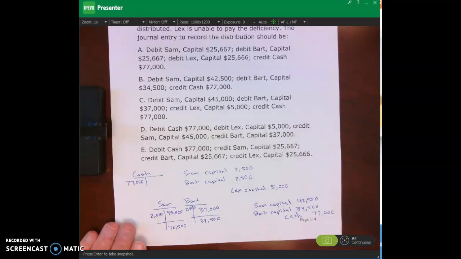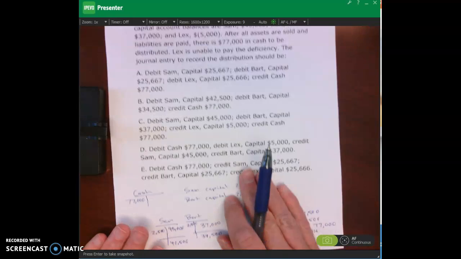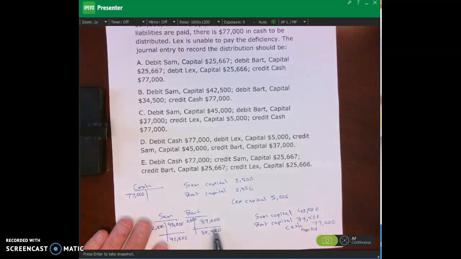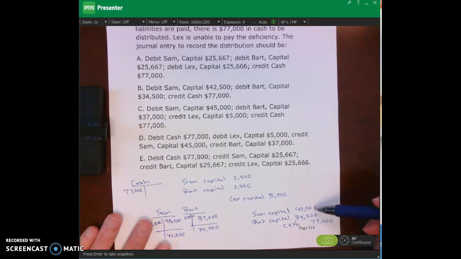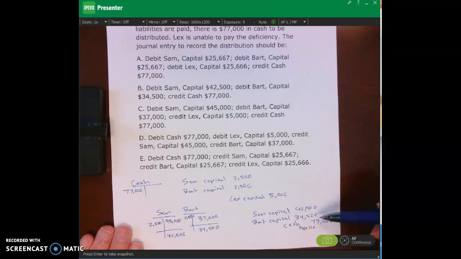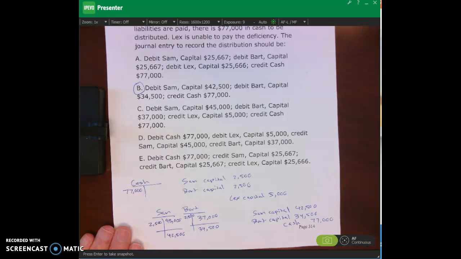When we look at that in terms of a T account, we had our initial 45,000 for Sam, less 2,500 right there. That leaves our balance for Sam at 42,500. For Bart, we had this 37,000 right over here, which was given to us, and then we debited it for 2,500. That gives us a balance of 34,500. And so now we have our full journal entry: debit Sam capital 42,500, debit Bart capital 34,500, credit cash 77,000. The right answer is B as in boy.